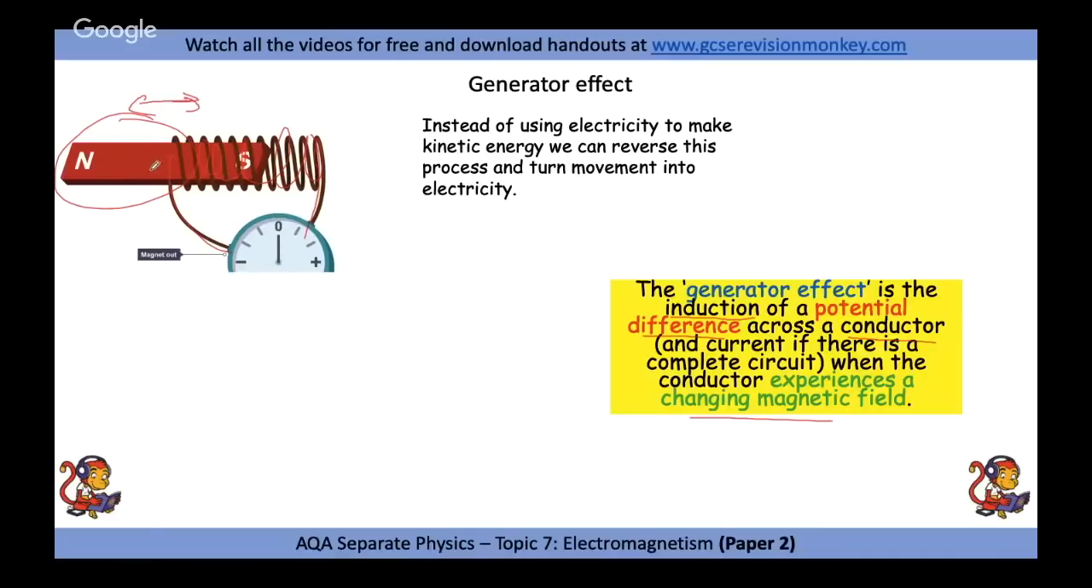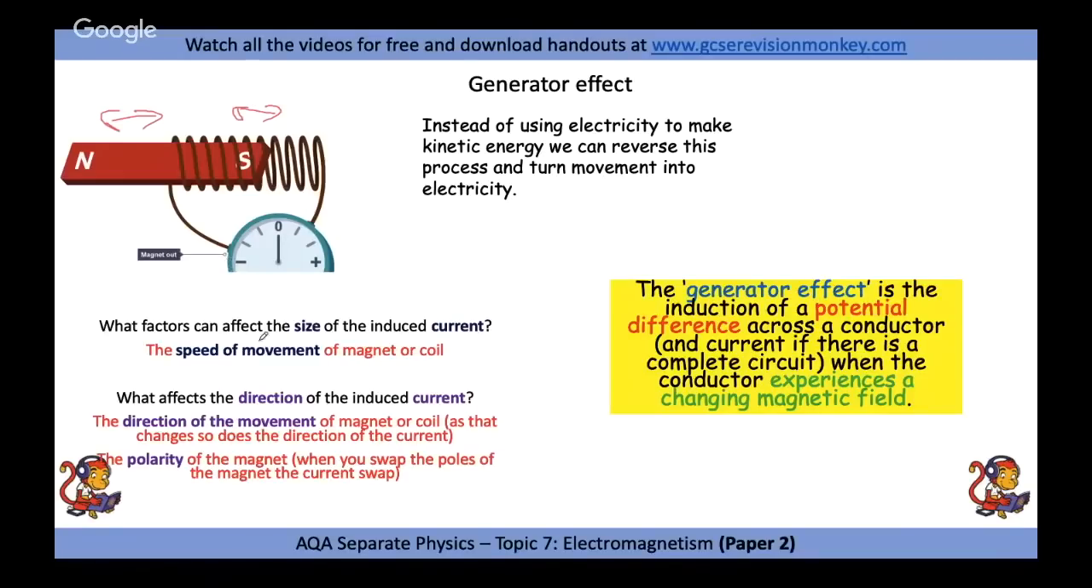So how do I produce a changing magnetic field? I literally either move the magnet in and out, or I move the coil in and out. So what factors can affect the size of an induced current? The current that I might see here on my ammeter would depend on the speed of the movement, so how fast I move that in and out.